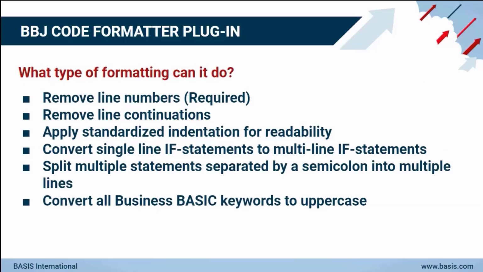There are a couple of different types of formatting that the BBj code formatter can do. It can remove line numbers, which is required by the BBj code formatter when trying to use any other type of formatting in the user preferences. It can remove line continuations and apply a standardized indentation for readability. If you want to convert single-line if statements to multi-line if statements, it can go through and convert all of these over. If you have multiple statements on one line and want to make the code a little easier to follow, the BBj code formatter will go through and move the statements to multiple lines if it notices that the statements are separated by a semicolon. The code formatter can also go through and convert all of the business basic keywords to uppercase.